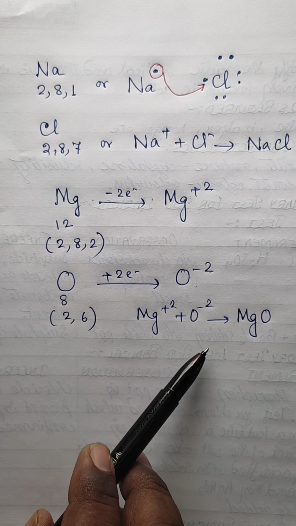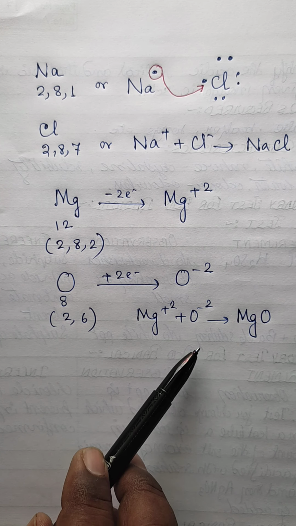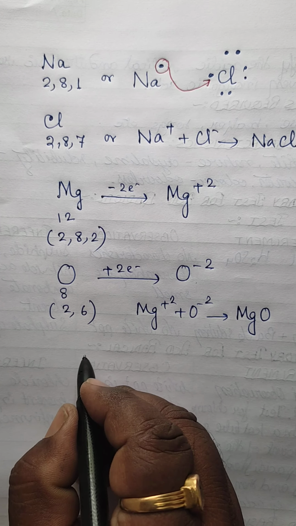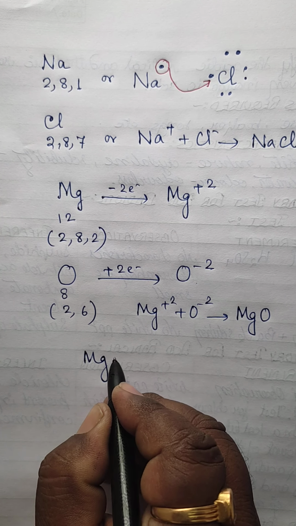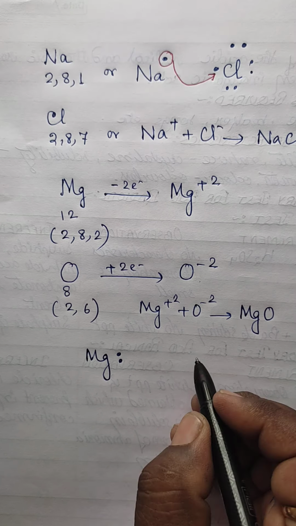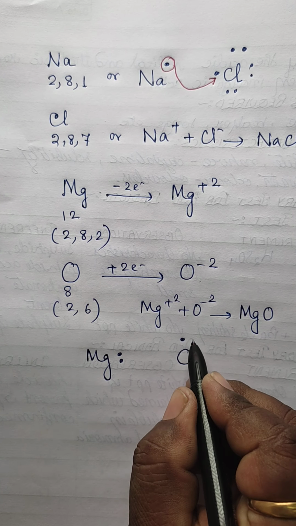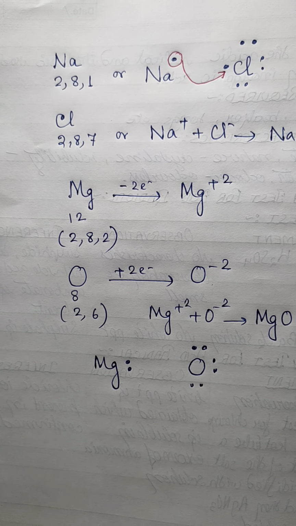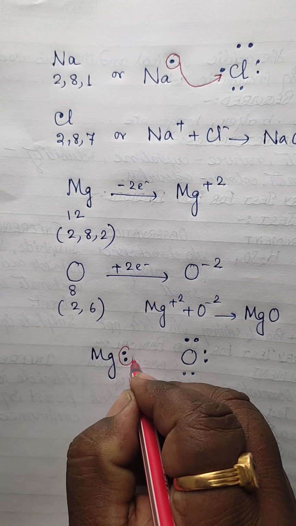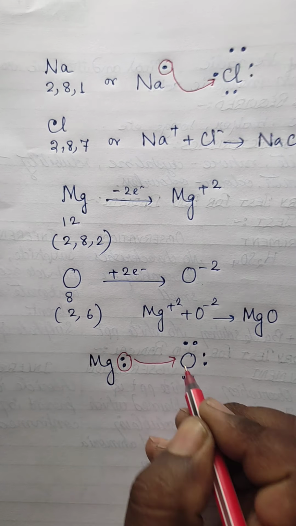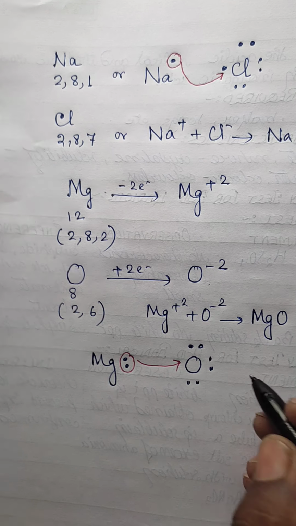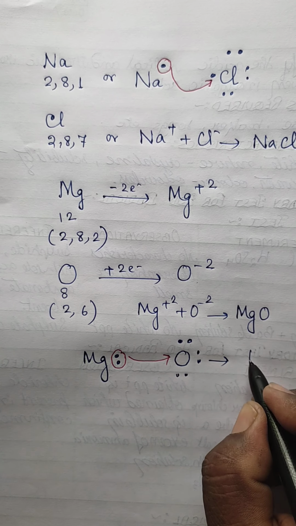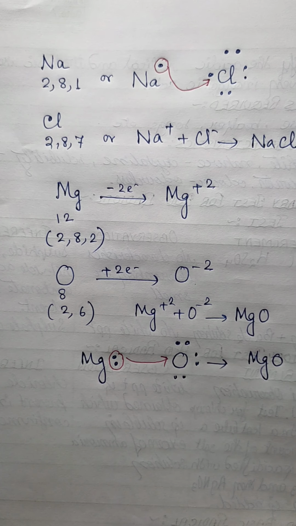Now how to represent this magnesium in a compound? We can write it like this. Magnesium has 2 electrons in the outermost shell. Oxygen has how many? 6. So what will happen? Magnesium will donate its extra electrons to oxygen. Hence it results in the formation of magnesium oxide.